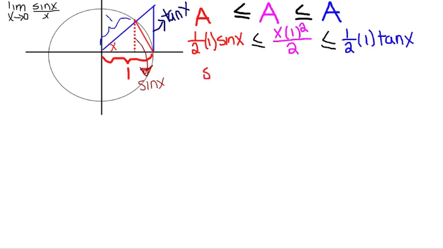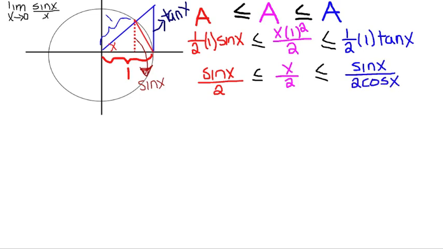So now let's simplify this a little bit. We have sine of x over 2 is less than or equal to x over 2, which is less than or equal to, and I'm going to change tan of x to be sine of x over cos of x, so less than or equal to sine of x over 2 cos of x. Now everything has 2 in the denominator, so let's go ahead and multiply everything by 2. So it leaves us with sine of x is less than or equal to x, which is less than or equal to sine of x over cos of x.